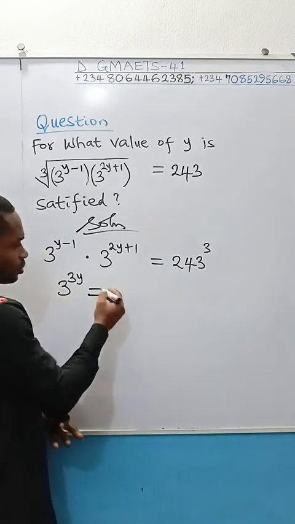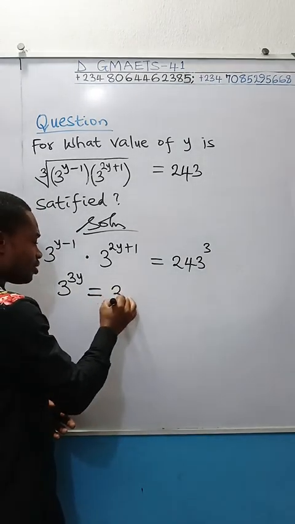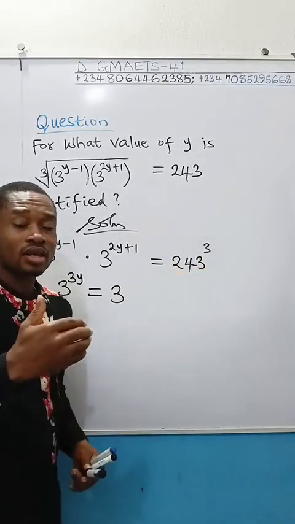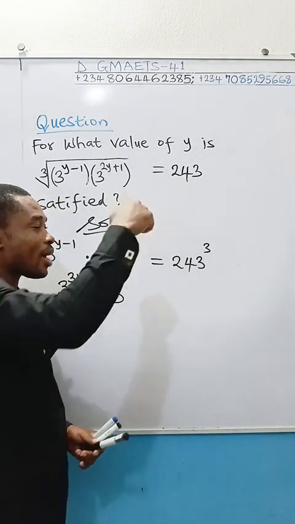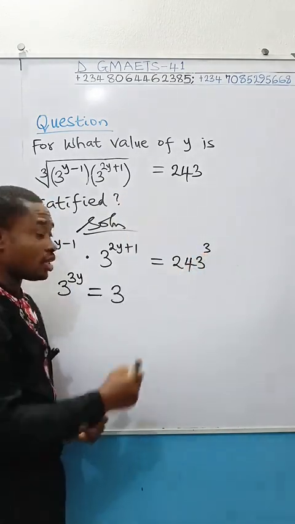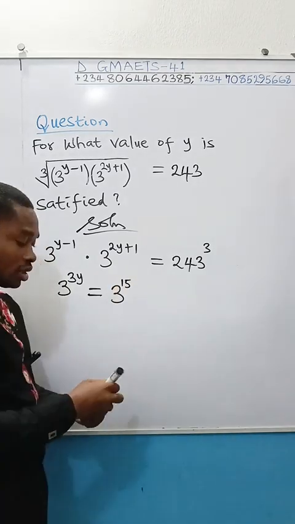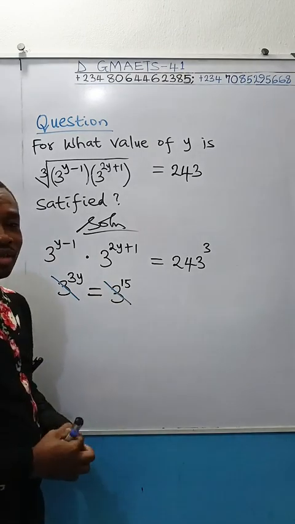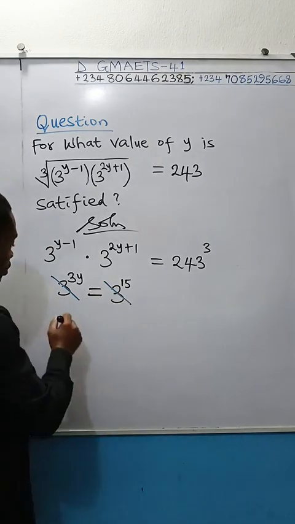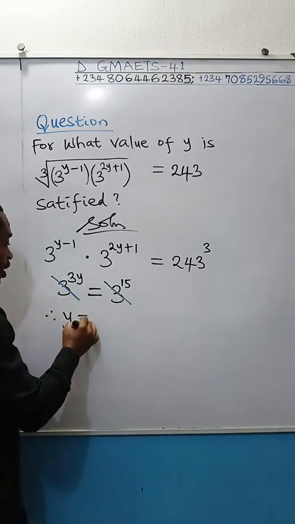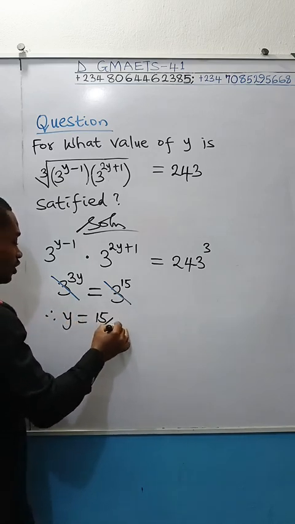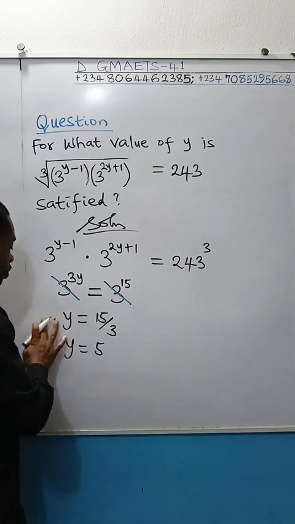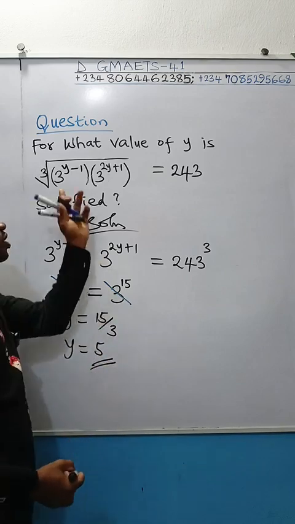Can we break it down to base 3? That is possible. This 243 is the same as 3 to the power of 5. Now that power 5, we multiply by this power 3 to give you power 15. And of course, both sides have the same base. We can cancel the common base, which tells us simply that y is equal to 15 over 3, so that y is equal to 5. And that, of course, is the value of y in this equation.